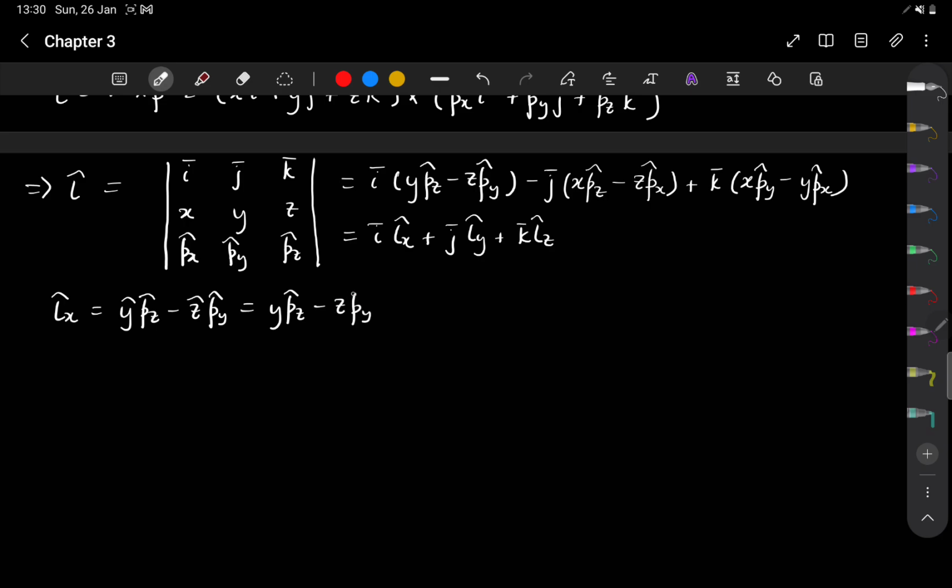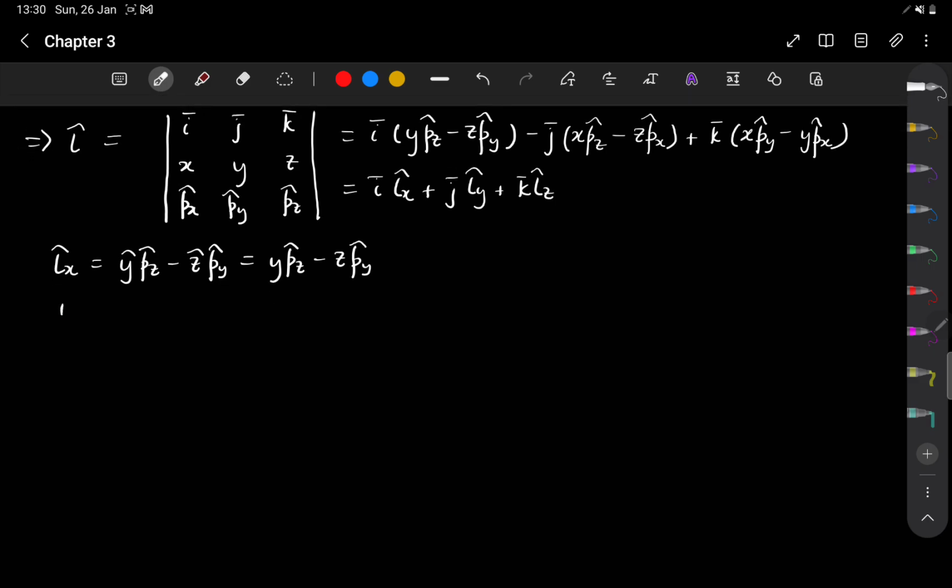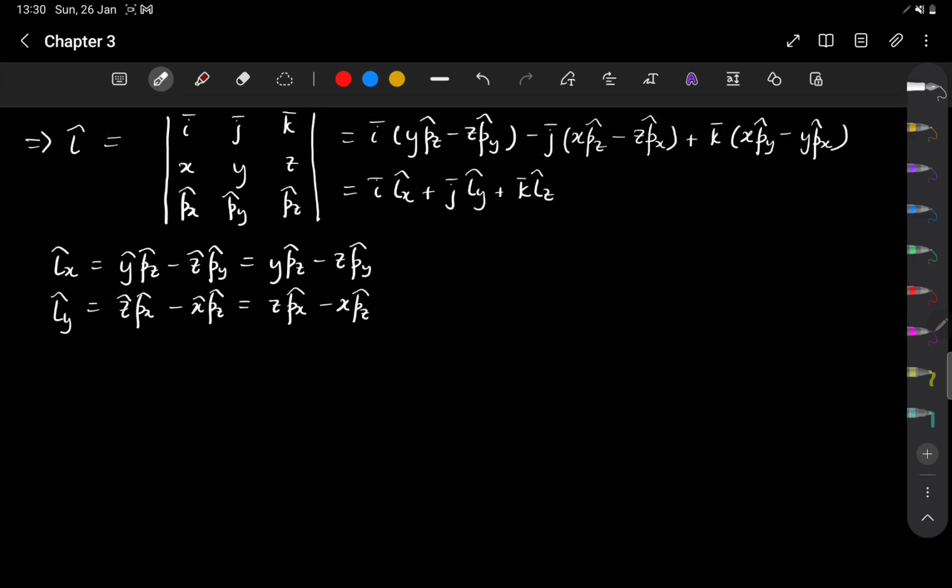these are the components. This is the Lx component, the component along the x direction, then Ly, and then the z component.